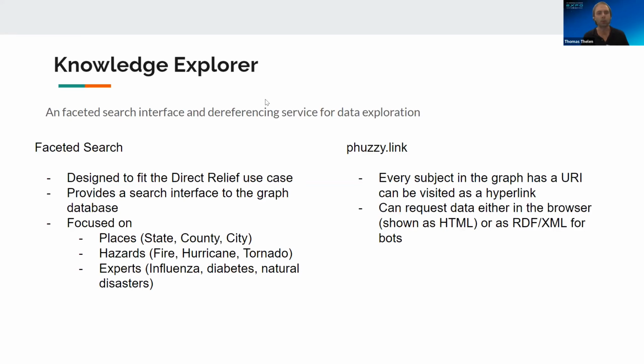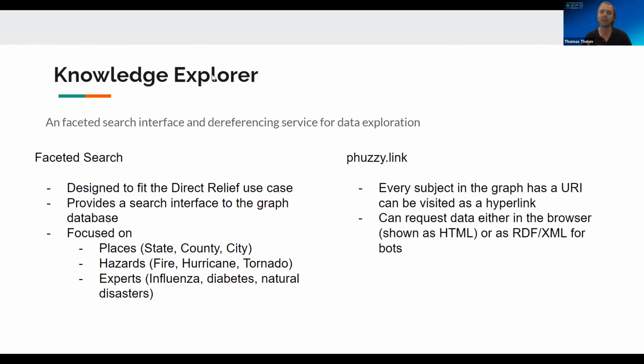Starting with the Knowledge Explorer, it's split into two web applications, and the first is the faceted search. This provides a search interface to the graph database, and it was designed to fit the Direct Relief use case. So in that light, it focuses on places, hazards, and experts. The second half is our fuzzy link application, and every subject in the graph has a URI that can be visited as a hyperlink. If you view this in the browser, you'll get a nice HTML rendering describing that particular node. Or you can also request the content type as RDF/XML for more automated querying.